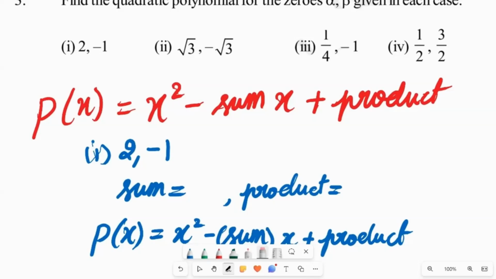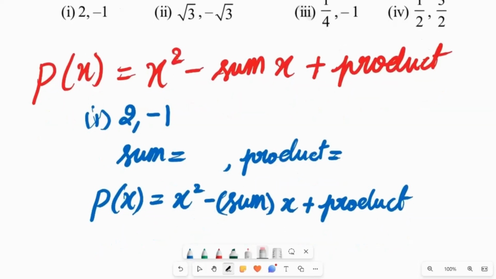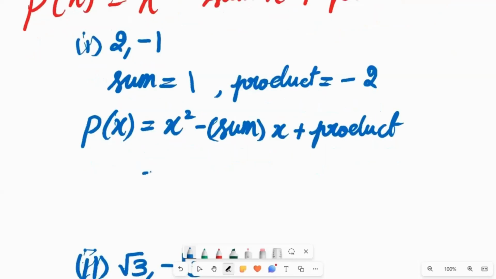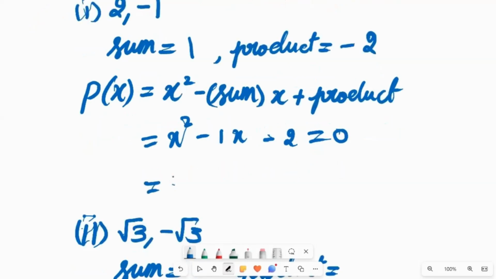So first question they gave 2 and minus 1 are the zeros. So sum would be 2 minus 1 is 1 and product would be minus 2. So the polynomial would be x² minus 1 into x minus 2 is equal to 0. And if I simplify and write, x² minus x minus 2 is equal to 0.